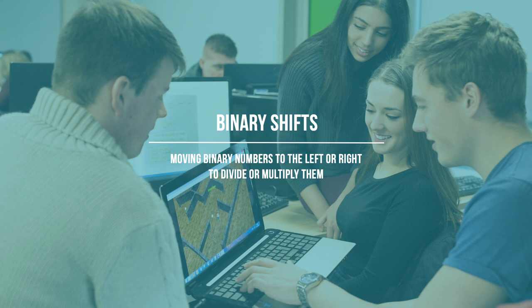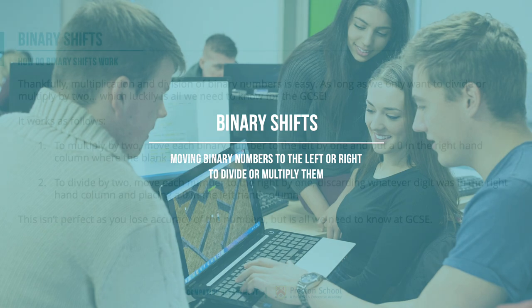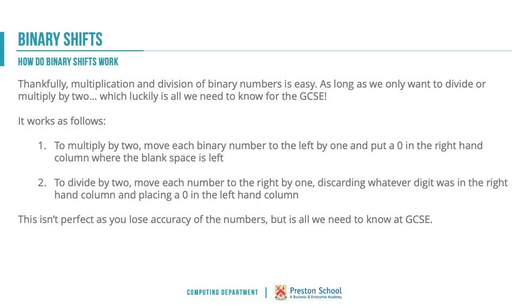So we've now had a good look at what binary is and how binary addition works. The next thing to look at is multiplying and dividing numbers. Now, the good news is that that is really quite straightforward. It's called a binary shift, and that means moving binary numbers to the left or to the right to divide or multiply them. As I say, thankfully this bit is really quite straightforward.